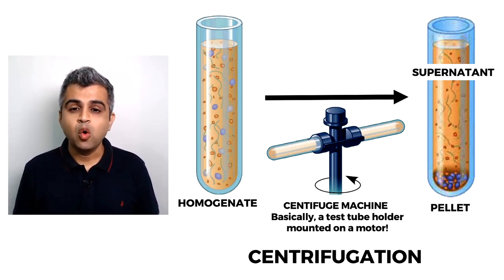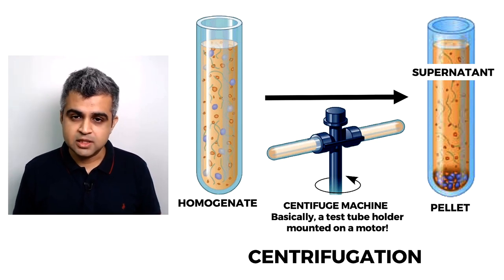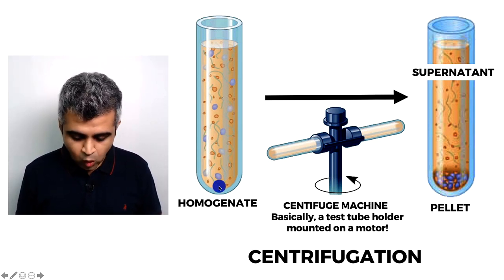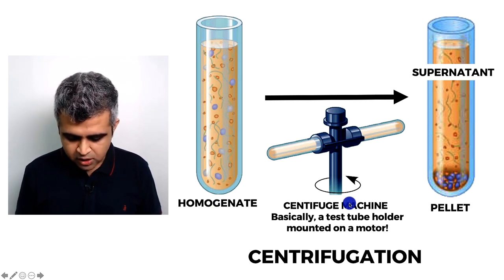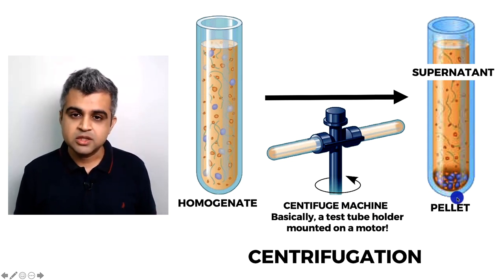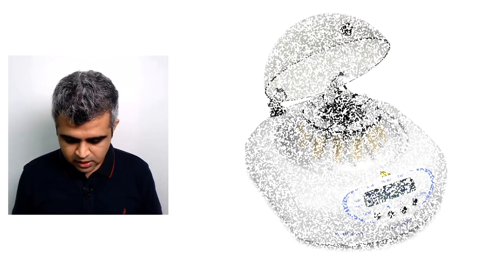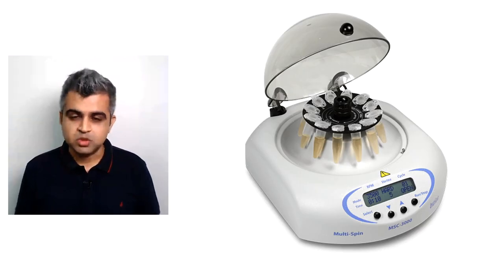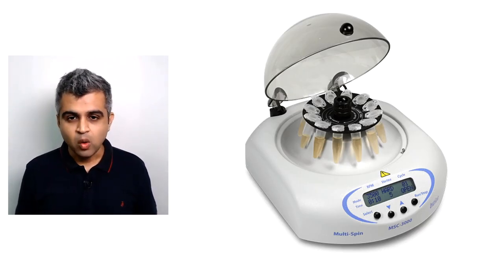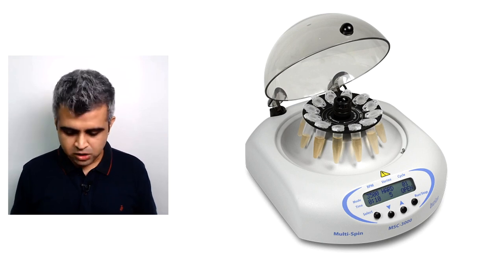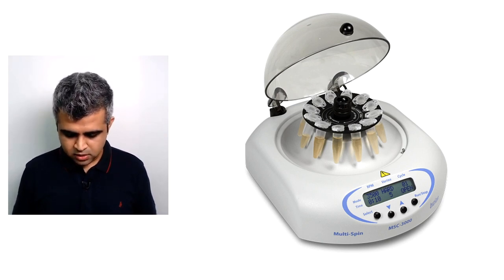First you do homogenization of the tissue or the cells you want to study, and you get a homogenate. And when you subject the homogenate to a centrifuge machine, you are going to get the pellet. So the first step is homogenization. The second step is going to be called centrifugation. This is what a centrifuge machine looks like. An ordinary centrifuge machine looks somewhat like this.